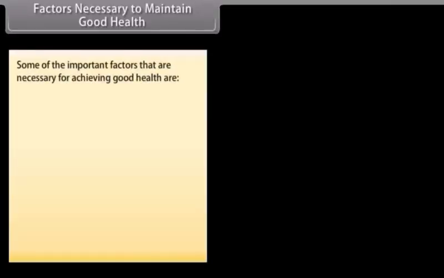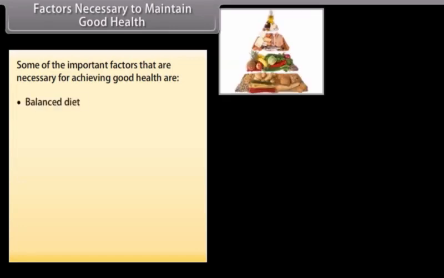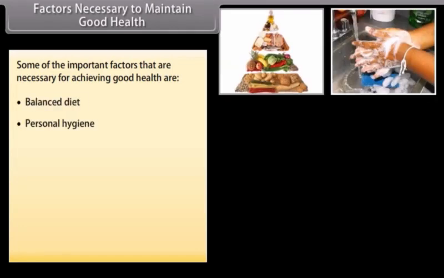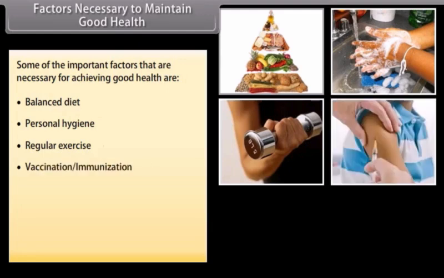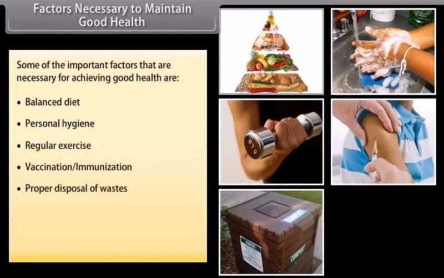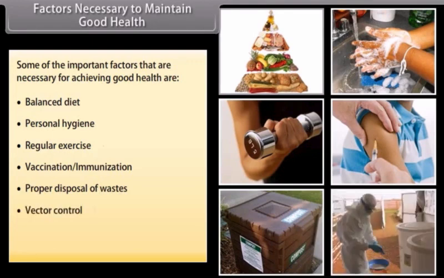Factors necessary to maintain good health. Some of the important factors that are necessary for achieving good health are balanced diet, personal hygiene, regular exercise, vaccination, immunization, proper disposal of wastes, vector control, and maintenance of hygienic food and water resources.